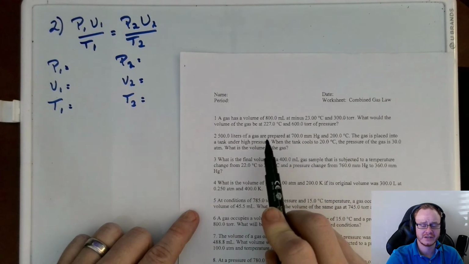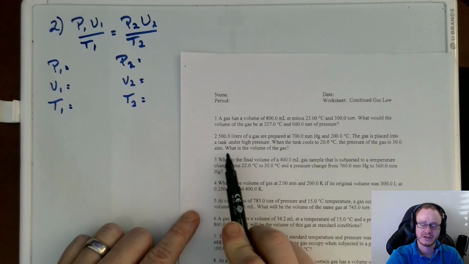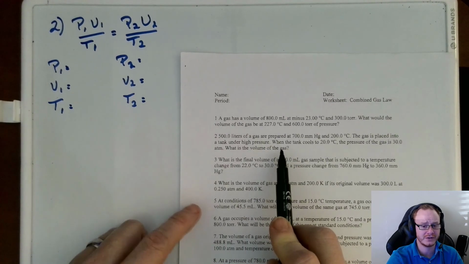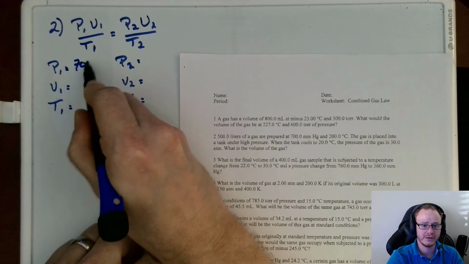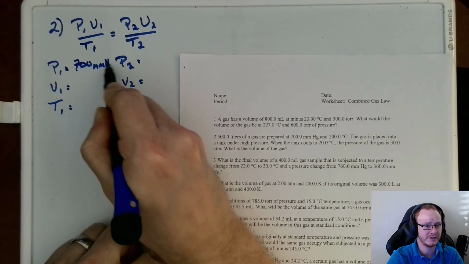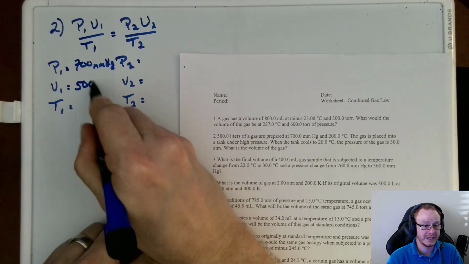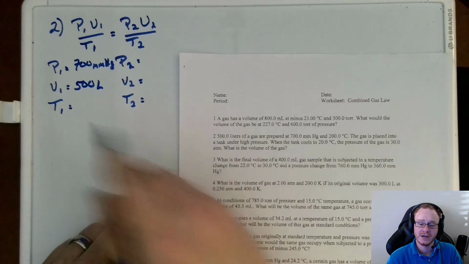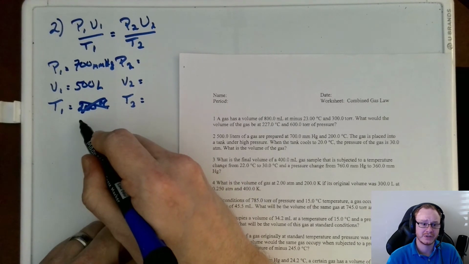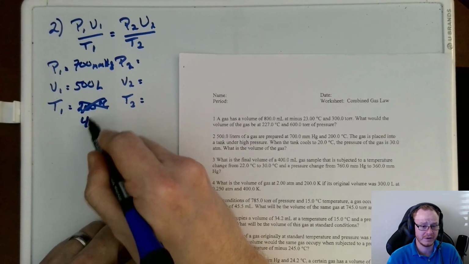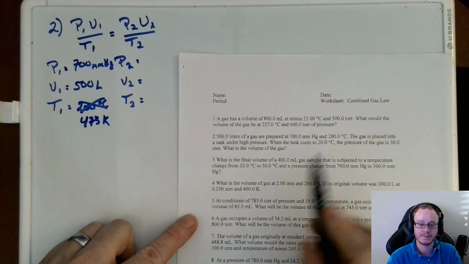500 liters of gas at 700 millimeters and 200 degrees Celsius is put into a tank under high pressure. The tank is cooled at 20 degrees Celsius and the pressure is 30 atmospheres. So that's the volume of the gas. Plugging in what we know here, the initial pressure given to me appears to be 700 millimeters of mercury. The initial volume is 500 liters this time. And then, of course, the initial temperature is given to me in Celsius. We know we can't use that. So we'll take the 200 degrees Celsius and convert it to Kelvin by adding 273. This ends up as 473 Kelvin overall.